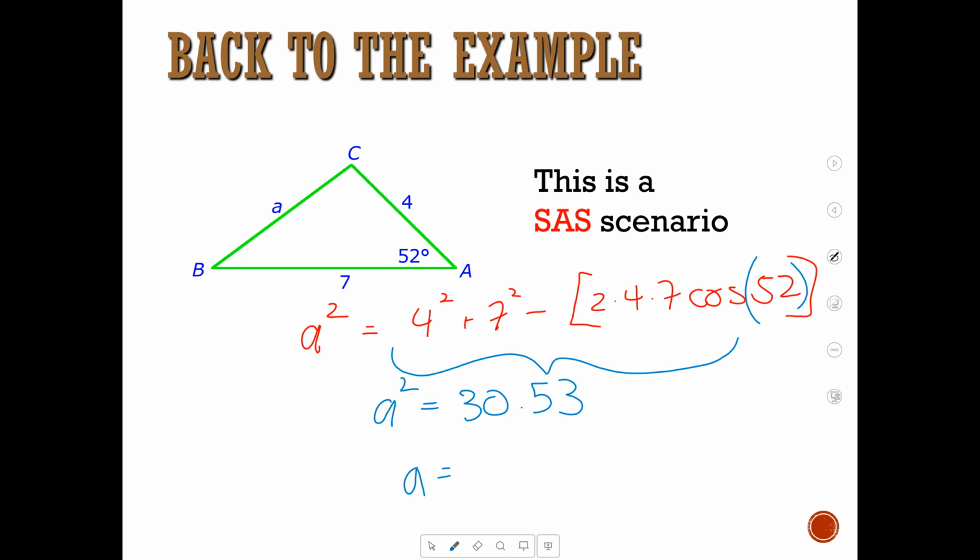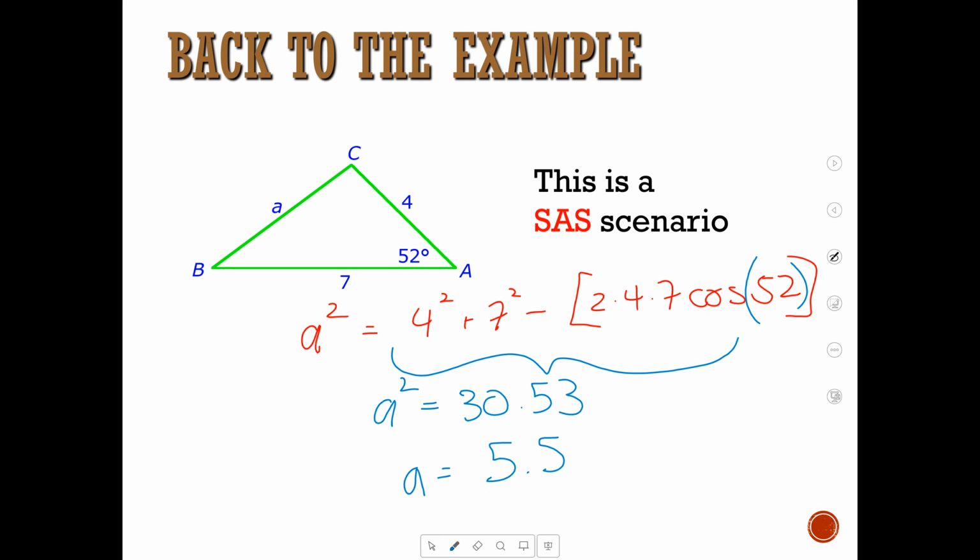5 point something or another. 5.52. Okay, we'll go with 5.5. Does that answer make sense? Is it reasonable? Yeah, I mean, 4 and 7, okay. So the other one being 5.5 is not unreasonable. Questions? Not a bad calculation.